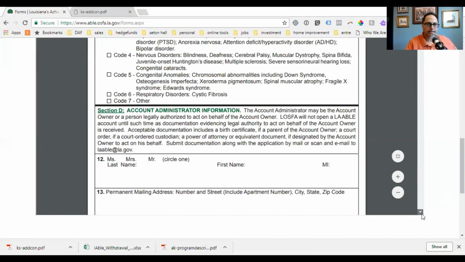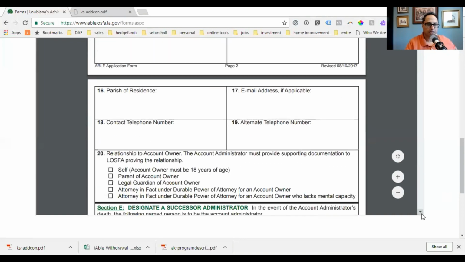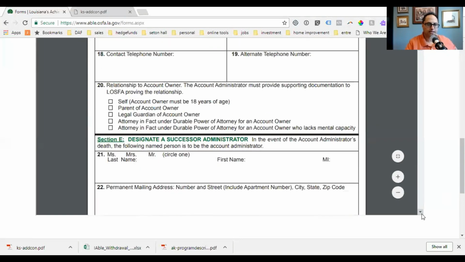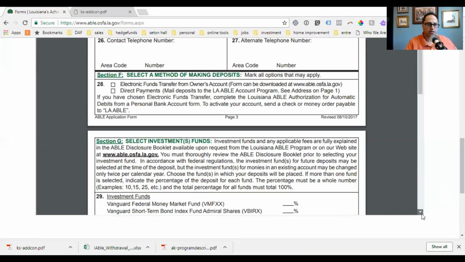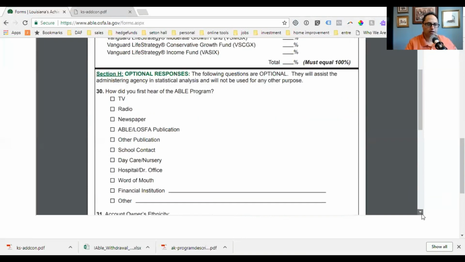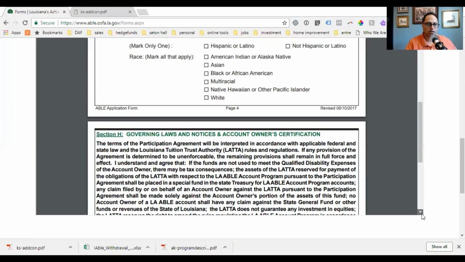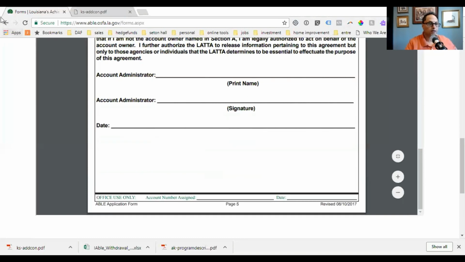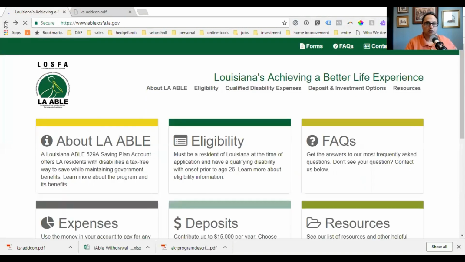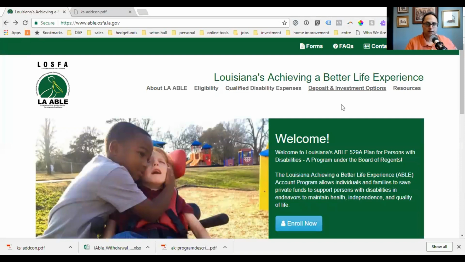So it seems from this that the application process is in fact only hard copy. You need to download it, fill it out, and then send it in to the plan administrators. Send it in to the state ABLE program.